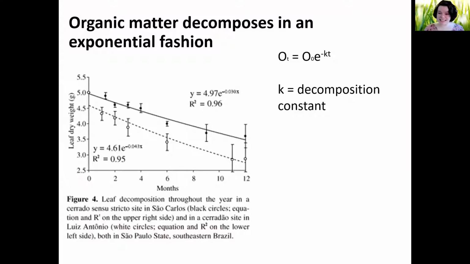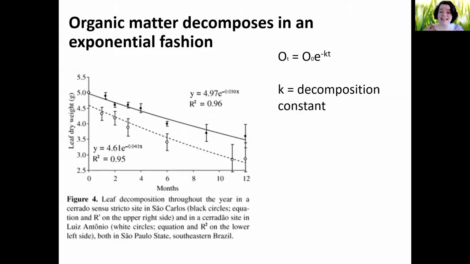Organic matter tends to decompose in an exponential fashion. Check out the equation in the upper right of this slide. You may notice that it looks similar to the exponential growth equation that we would use to estimate population growth. Only this is a decay function, so we're measuring a decrease in abundance rather than an increase in abundance.